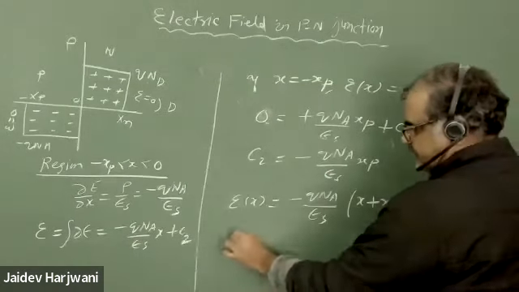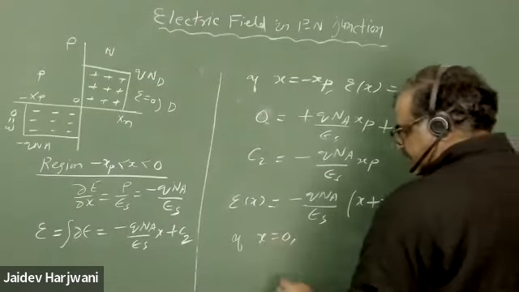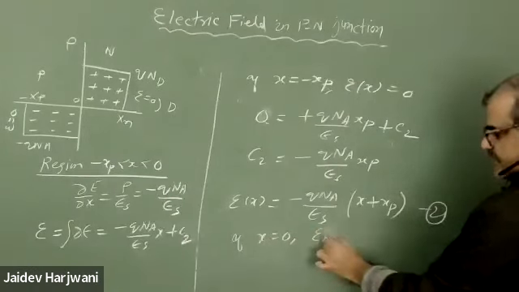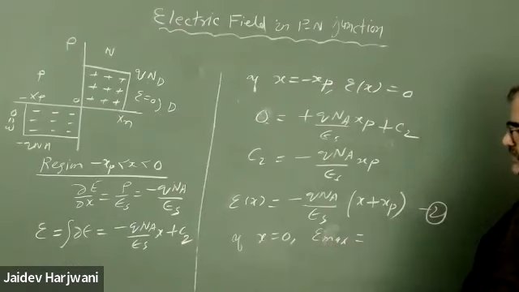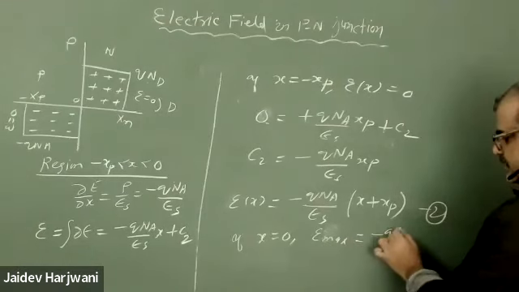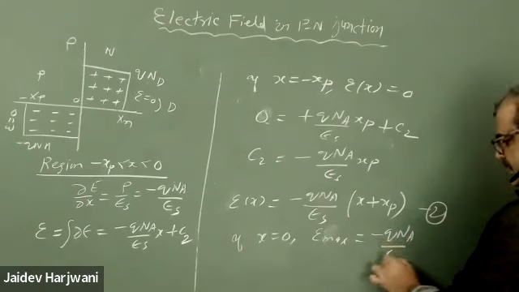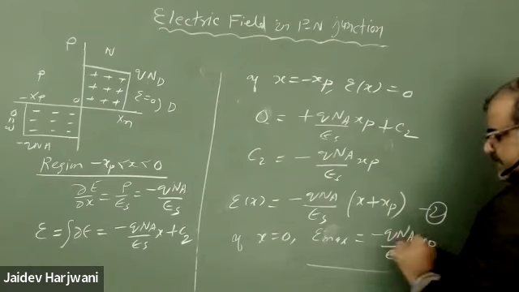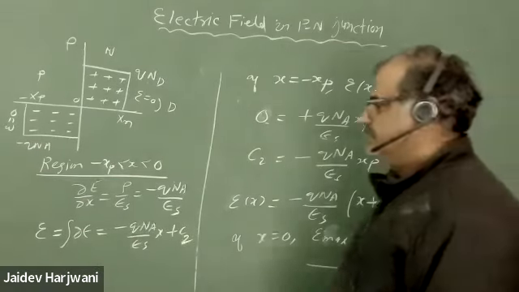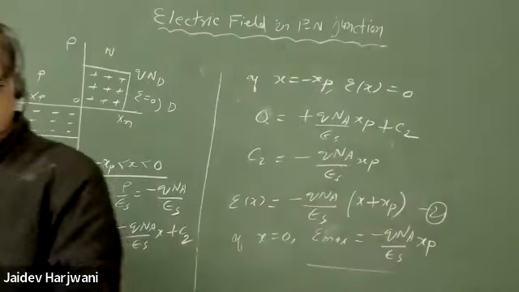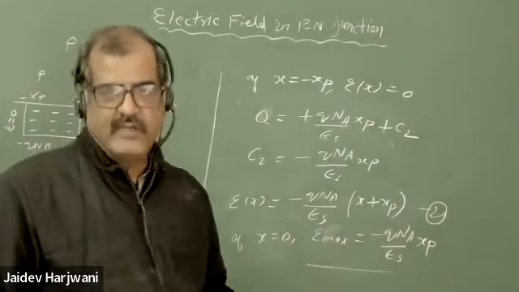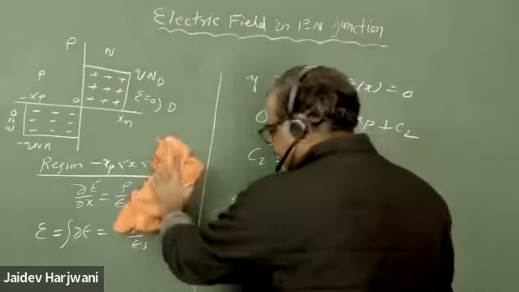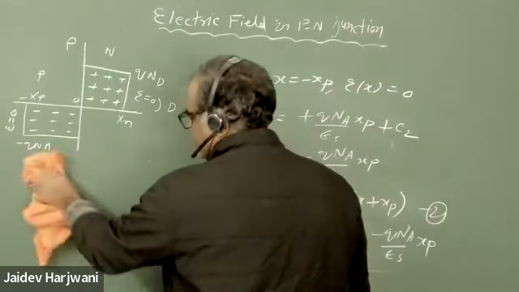And again, if I put x equal to 0, this will give me E equal to E max, which will be equal to minus q Na Es xp. This is my maximum electric field value. Now since I know the equations, I can plot this electric field again, because we have already done plotting of it.